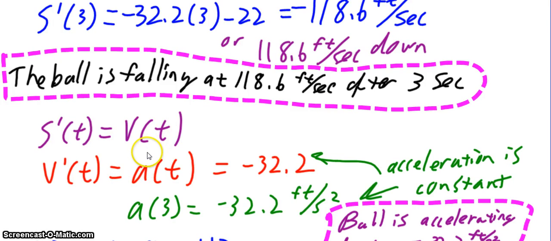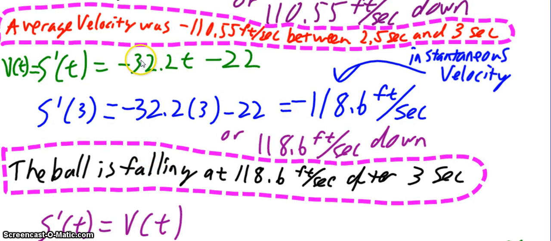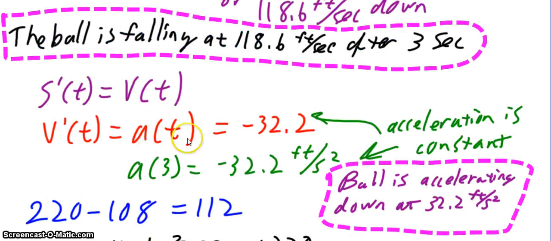So if I do the derivative of the velocity equation, notice that we just get negative 32.2. So that's a constant. And that also should make sense, again, if we have taken physics. The acceleration due to gravity is a constant. So acceleration is not a constant if you have some sort of thrust behind it, like a rocket or something like that. That's going to not have a constant acceleration.